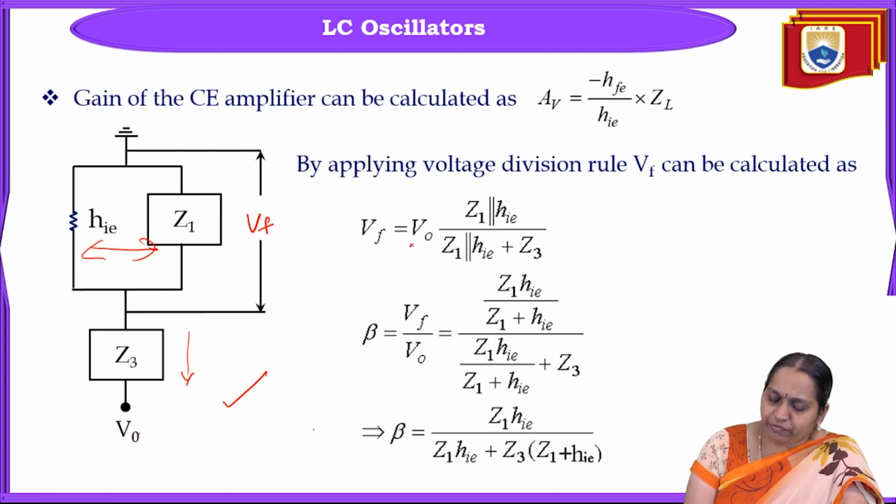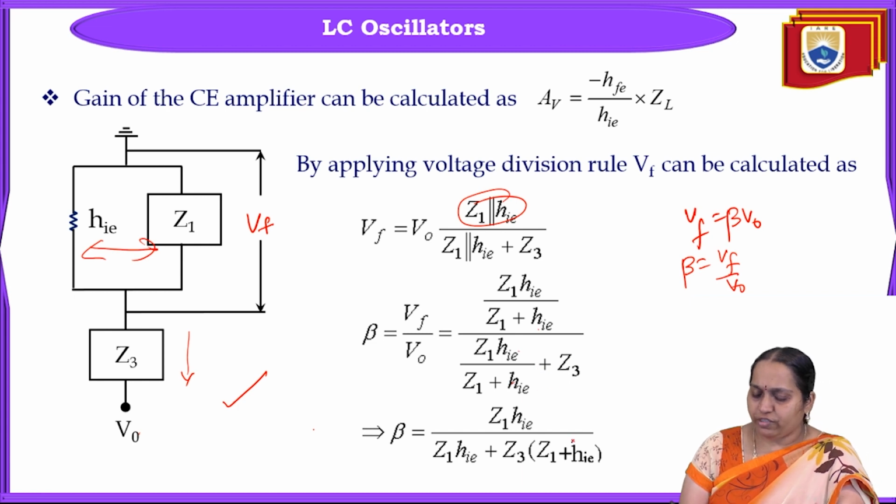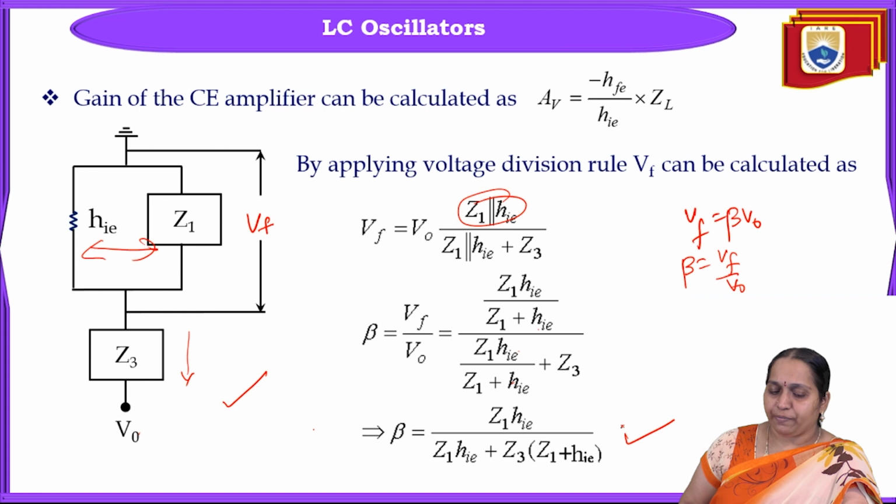But we have a relation: VF by V0 is nothing but beta, since VF is equal to beta into V0. So from this, beta is equal to VF by V0, which equals Z1 parallel hie, which is Z1 hie by Z1 plus hie, divided by Z1 hie by Z1 plus hie plus Z3. On further simplification, this is equal to Z1 hie by Z1 hie plus Z3 into Z1 plus hie. So finally you will get this value for beta.